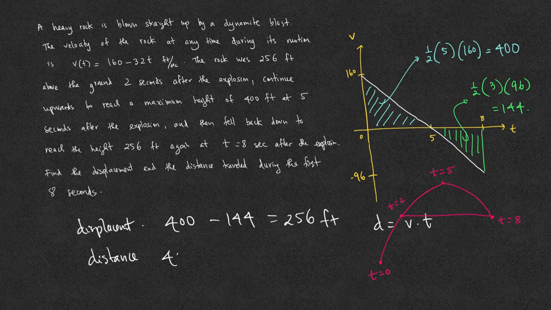And so it is 400 plus the absolute value of negative 144, if we think of it as the area below the x-axis. And so this is 400 plus 144, which is 544. And so the rock has traveled a distance, meaning the length of the curve, of 544. Its displacement is 256 feet.